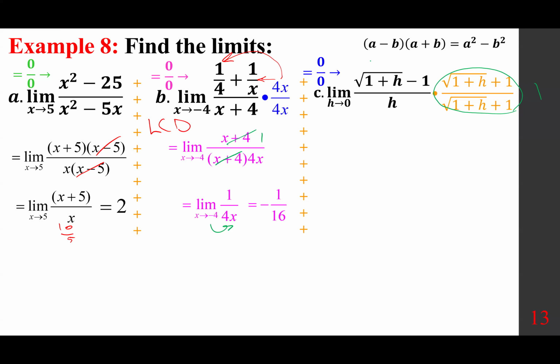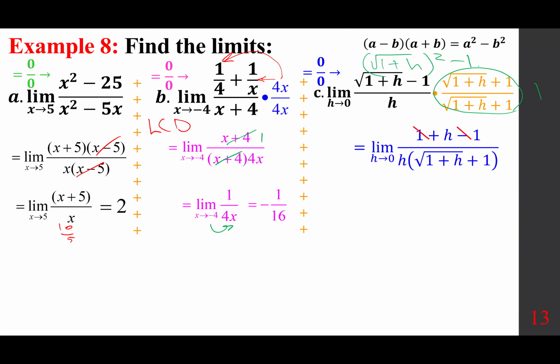The numerator becomes the square root of 1 plus h, quantity squared, minus 1. So that becomes 1 plus h, and then minus 1. 1 and minus 1 cancel each other. Then h cancels out the h, and we get 1 in the numerator. If I plug in 0, the square root of 1 becomes 1. 1 and 1 is 2. The final answer is 1/2.